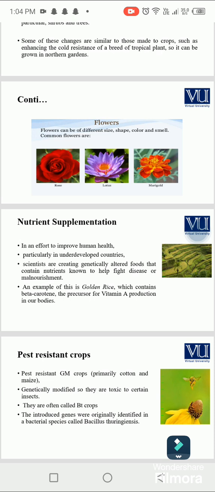Resistant crops. Pest resistant genetically modified crops, primarily cotton and maize, are genetically modified so they are toxic to certain insects. They are often called Bt crops. The introduced genes were originally identified in a bacterial species called Bacillus thuringiensis.